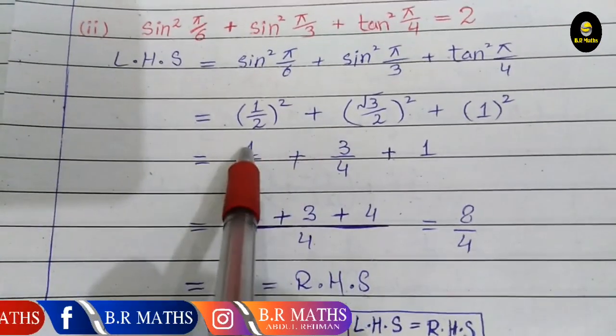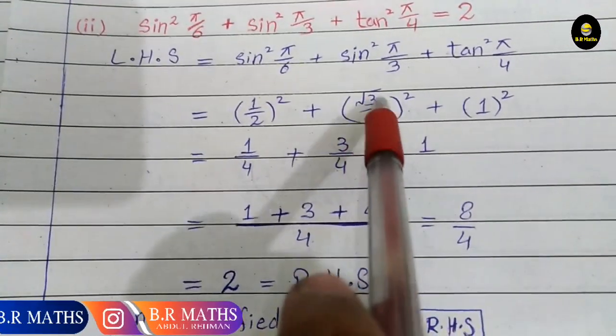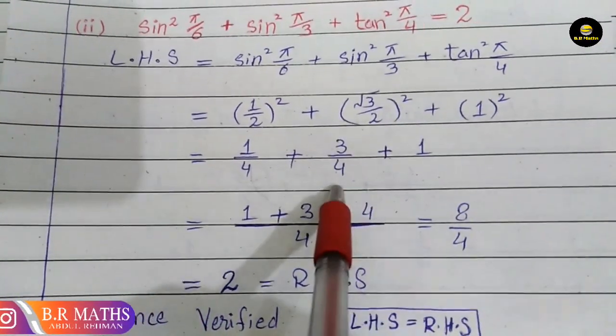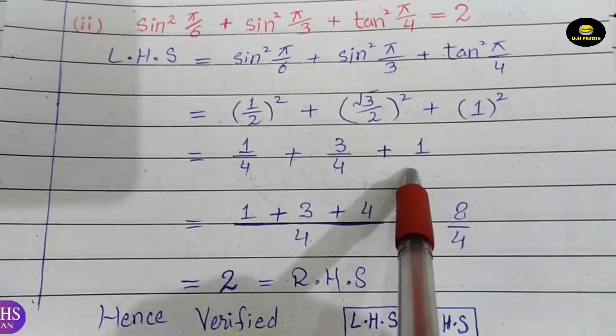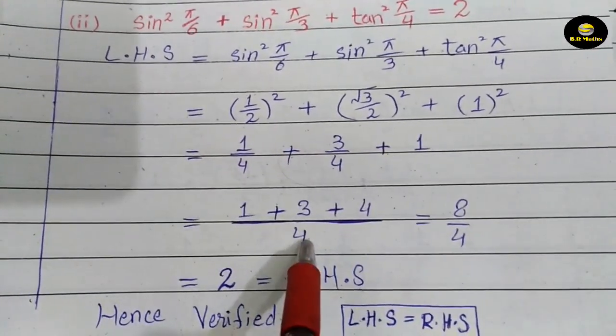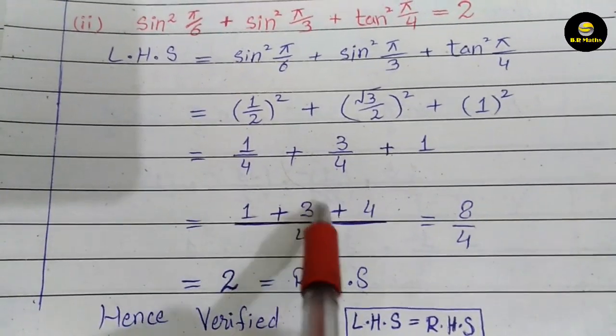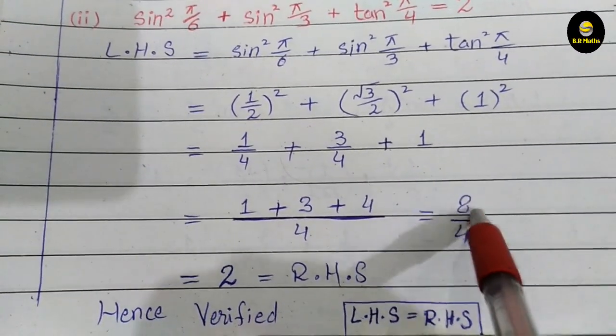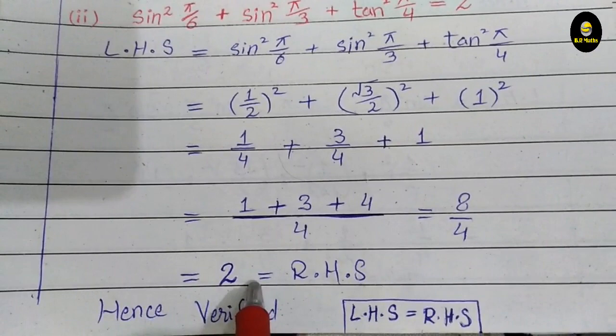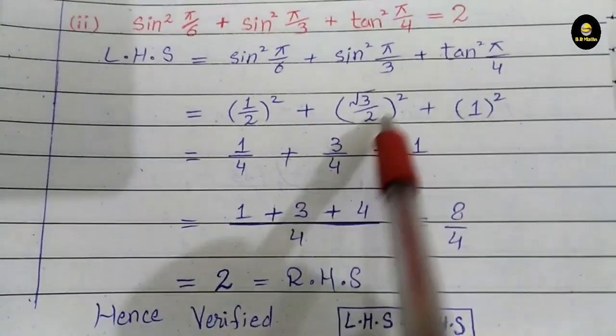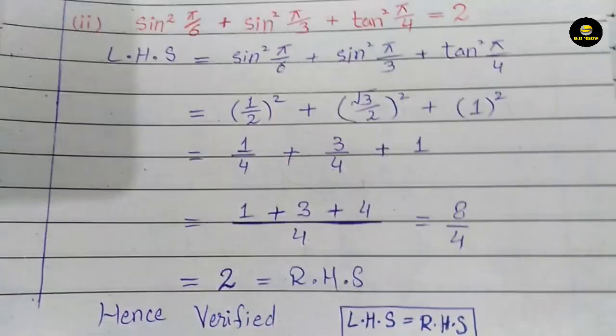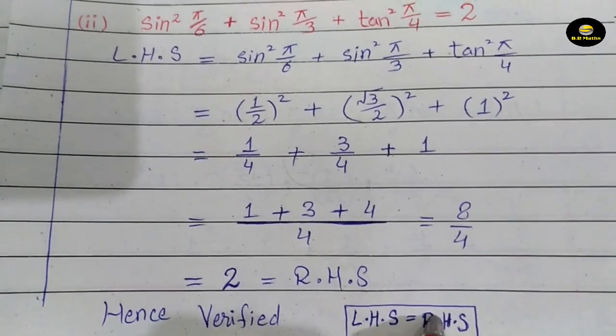1 over 2 square means 1 over 4, and square root 3 over 2 square means 3 by 4, and 1 square is equal to 1. So again take the LCM, and after calculation 1 plus 3 plus 4 becomes 8 divided by 4, and this is equal to 2, which is the right hand side. So hence verified, the left hand side equals the right hand side.